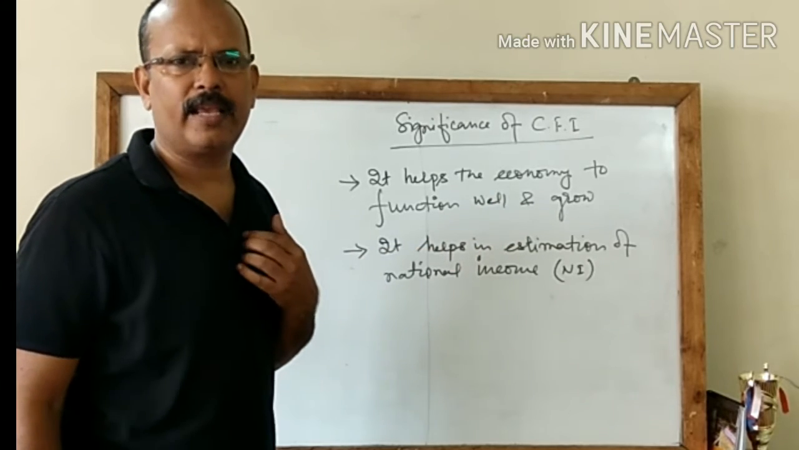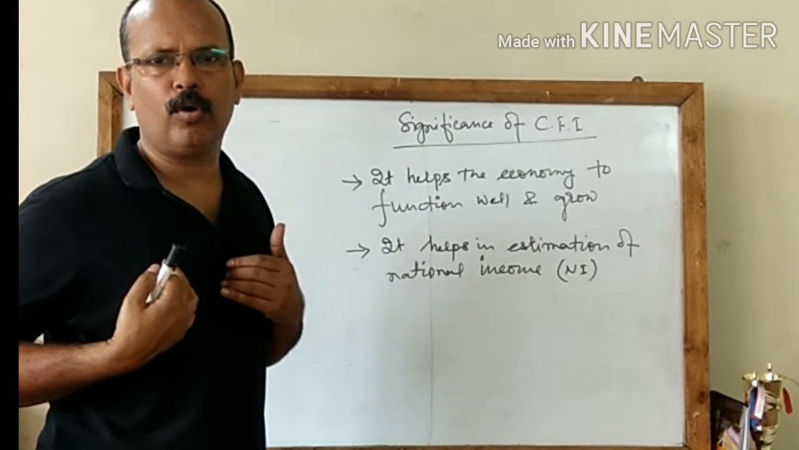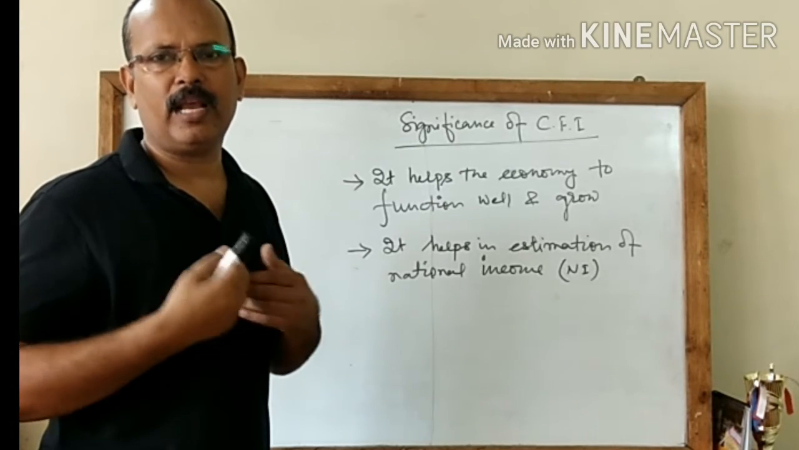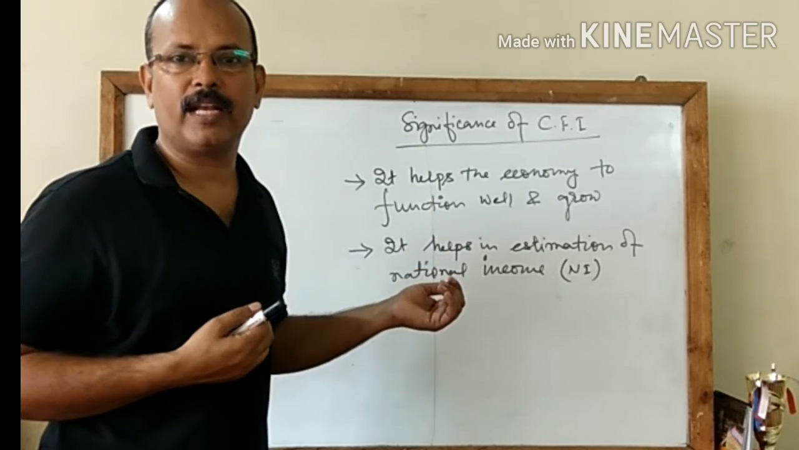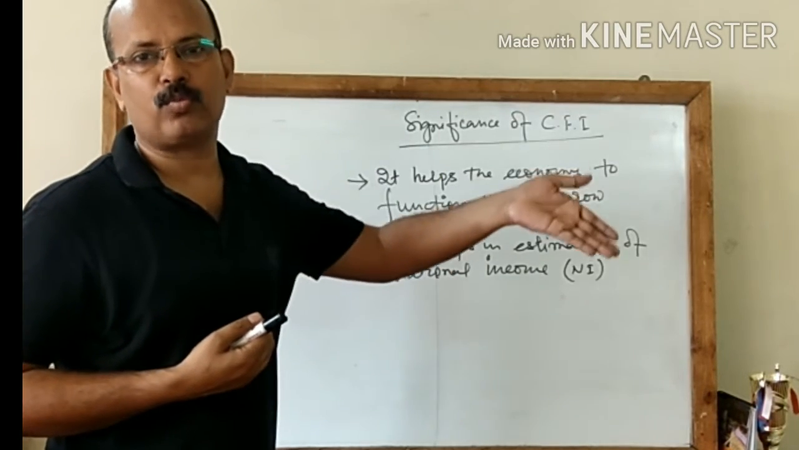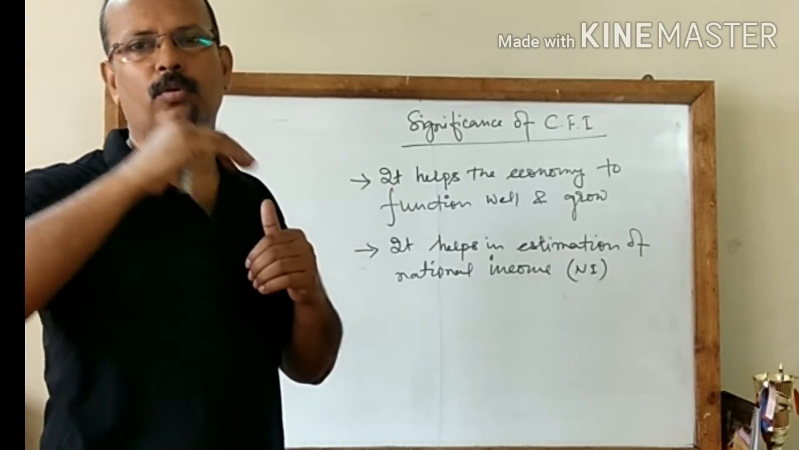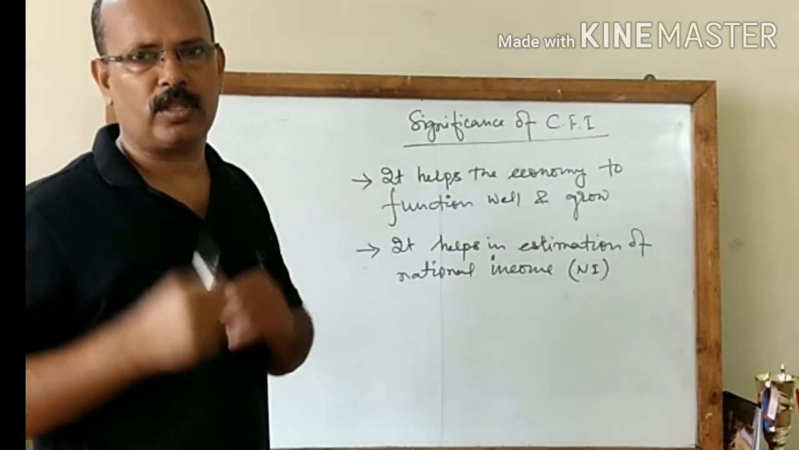So this flow should go on. Only when I get income, I will work. And when I work, my income will be more, I will spend more money, and when I spend more money, the firms will get more profit. And when they get more profit, they will invest more. So this process should continue for the economy to grow and to function smoothly.